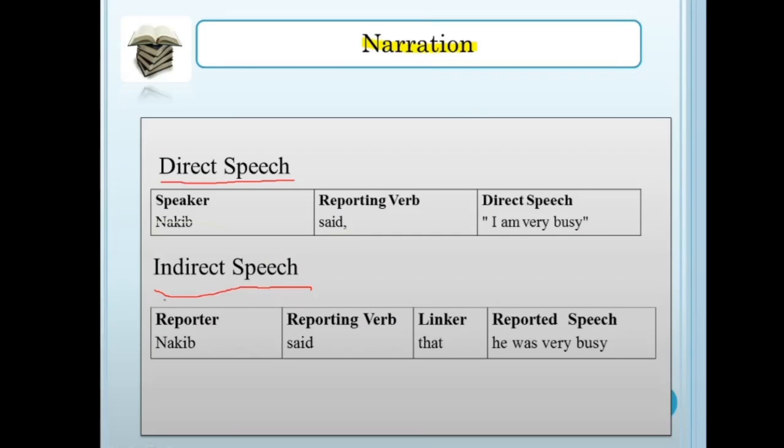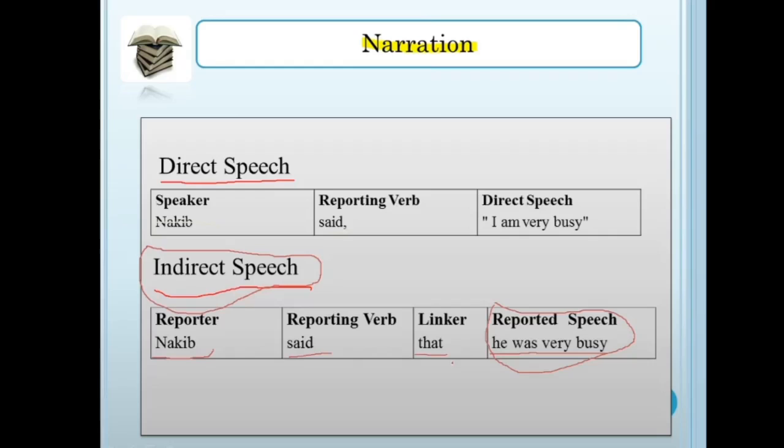On the other hand, indirect speech refers to when we want to report what someone said without speech marks and without necessarily using exactly the same words. For example, in the second table, we see Nakib said that he was very busy. So here we see reported speech. It is actually indirect speech as the actual words are not given here.